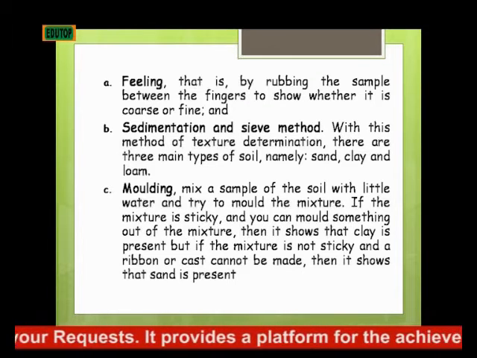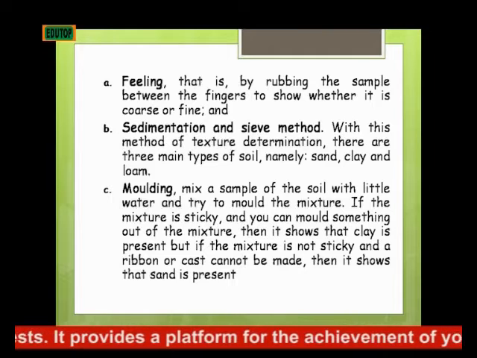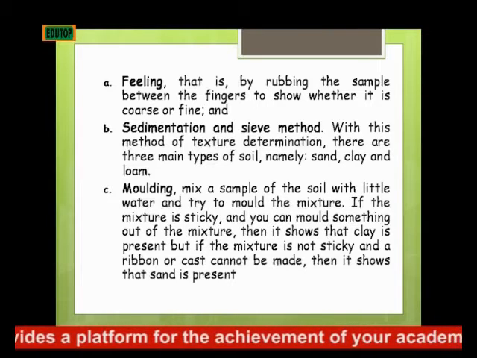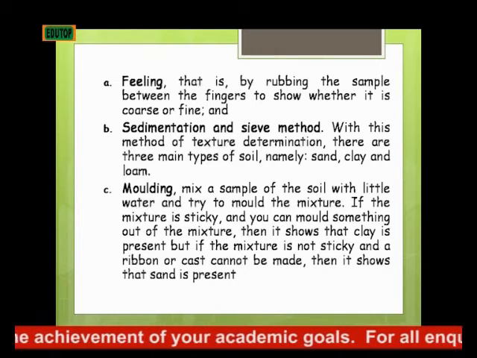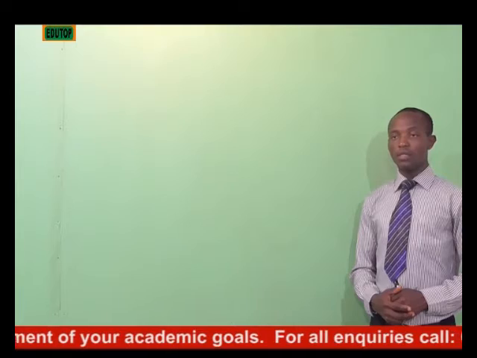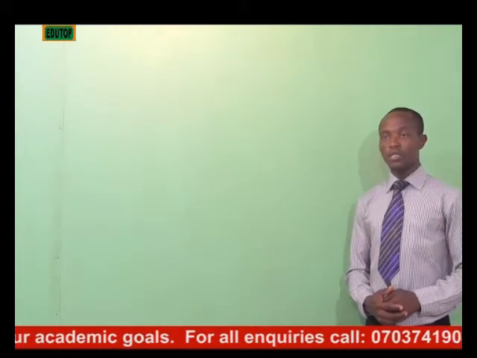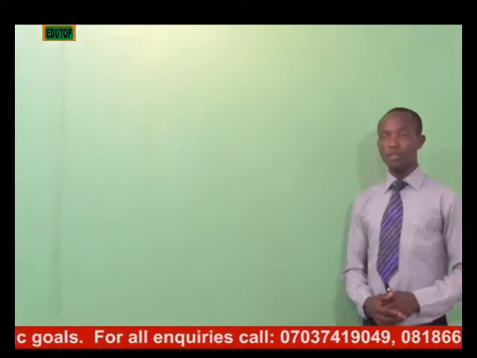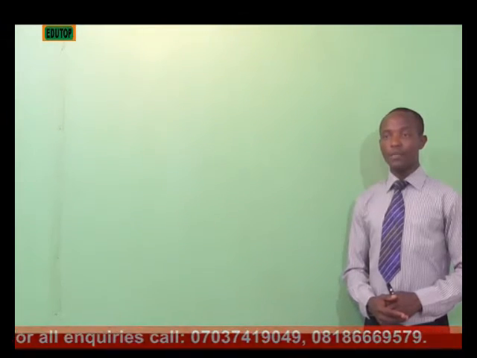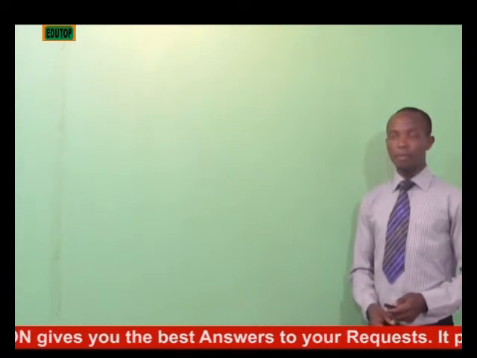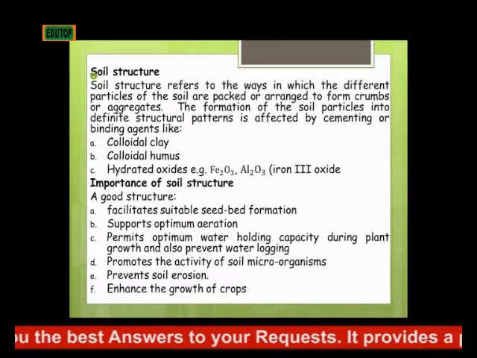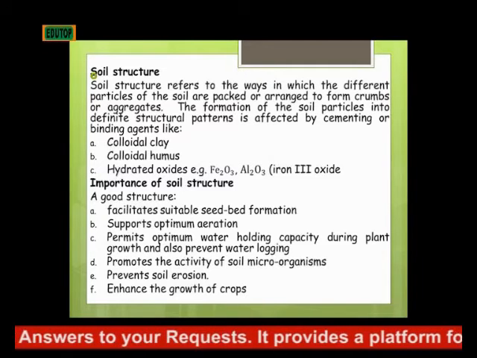Then we have the molding. If we mix a sample of soil with little water and try to mold the mixture, if the mixture is sticky and you can mold something out of it, then it shows that clay is present. But if the mixture is not sticky and a ribbon or a cast cannot be made, that is, you can't mold anything from that mixture, then it shows that sand is present. Now we'll be looking at soil structure.